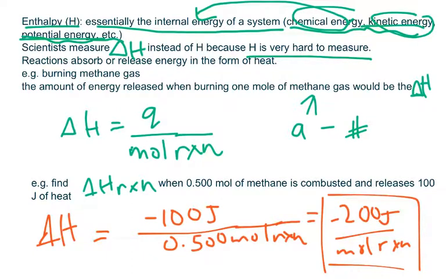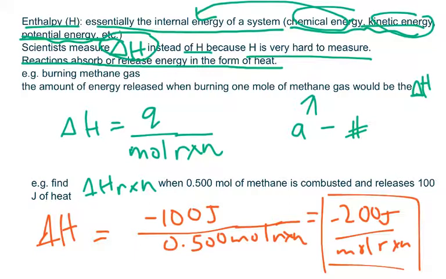So, because of that, we measure the change in enthalpy instead of the enthalpy itself, since it's easier to measure. And the reason why it's easier to measure is because the change in enthalpy is equal to the change in heat. And we can measure heat using thermometers, so that's why it's easier to measure delta H. Now, before we continue, delta H applies to very specific circumstances. We usually use delta H to describe reactions that absorb or release energy in the form of heat.